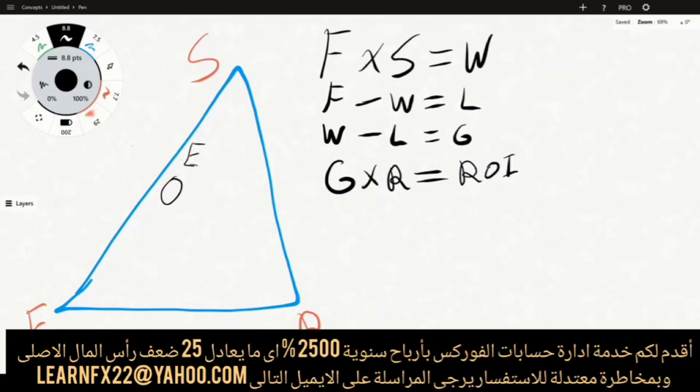What is up, traders? On your screen, you see F times S equals W. F minus W equals L, W minus L equals G, and G times R equals ROI. What in the hell does this entire formula mean? Well, this formula will give you everything you need to know to come up with an overall expectancy of any strategy. It will change the way you look at strategies and trading forever.